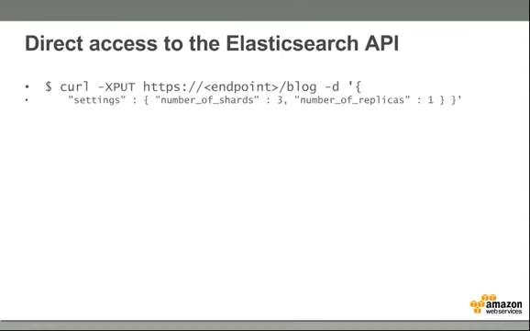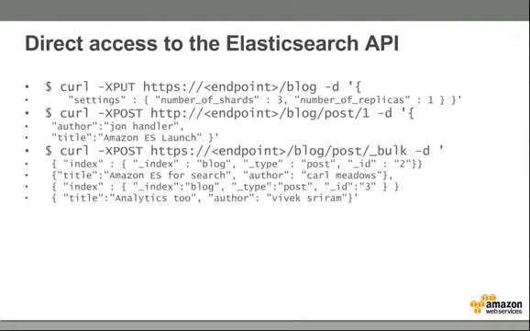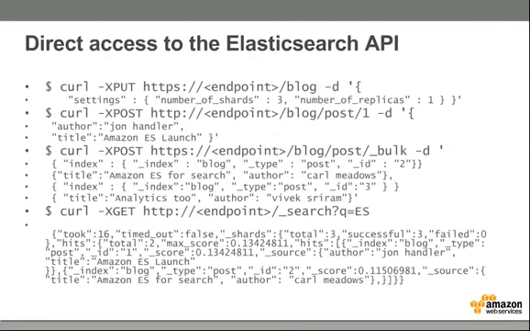And just to make the point, Elasticsearch itself is actually a full-text search engine. So we do support sending in individual documents. This is an Elasticsearch API call that allows you to send in an individual document. In this case, it's a blog. Author is John Handler. Title is Amazon ES Launch. Here we have a bulk that allows us to send in a couple of documents, a couple more blogs, and we can actually query in a normal search engine fashion for the term ES, and we'll get the hits back for the documents that match that term.